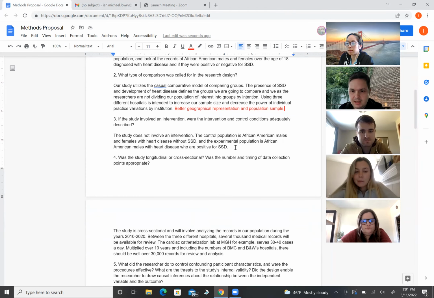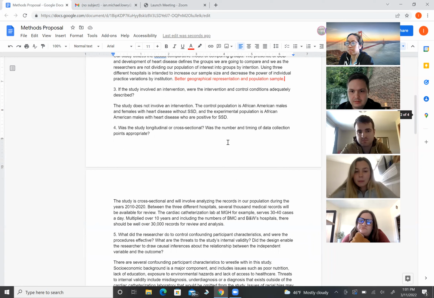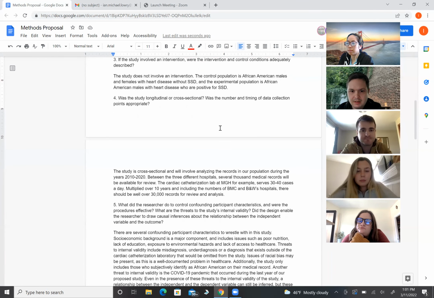Does anyone have anything to add for that one that it failed to capture? Okay, we'll move on. So was the data longitudinal or cross-sectional? Was the timing of data collection appropriate?